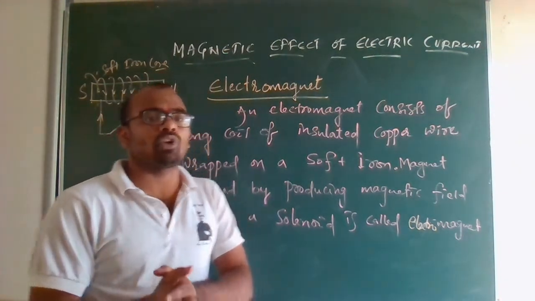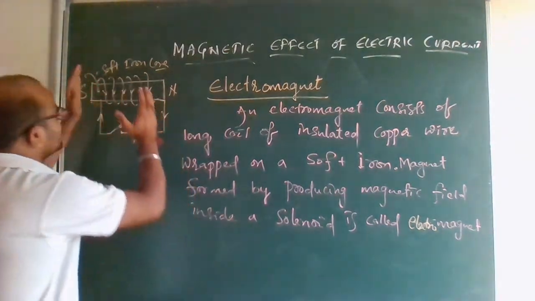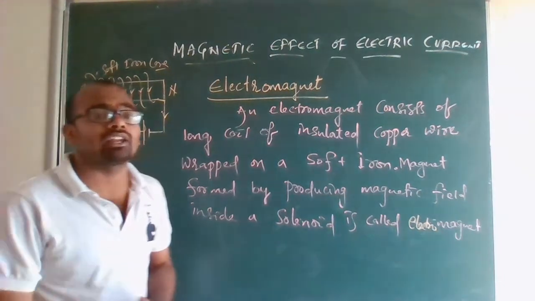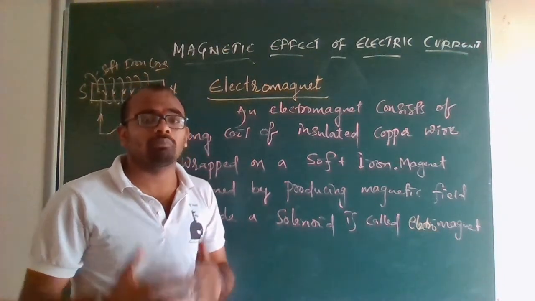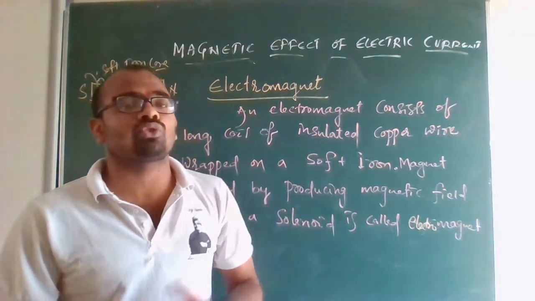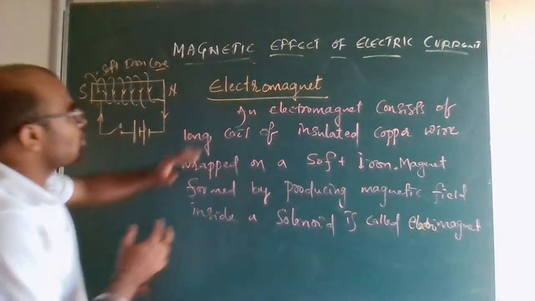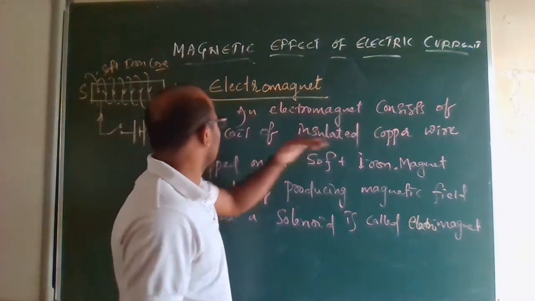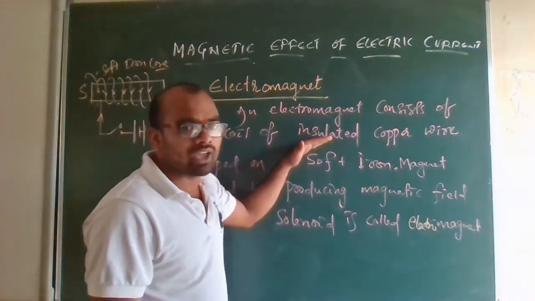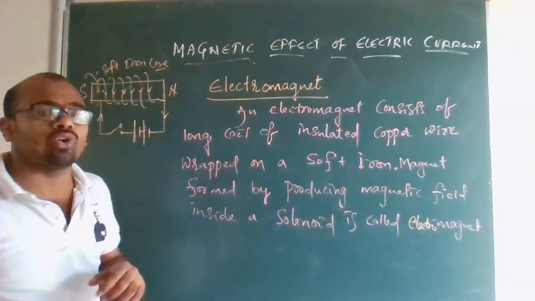See here, the most important thing is we have to use only magnetic materials. 90% of the time we use a soft iron core. Why soft iron core? Because it is a magnetic material. If other materials are used it is also okay, but mostly we use a soft iron core. So what does it contain? It contains insulated copper wire that is wound on a soft iron core.